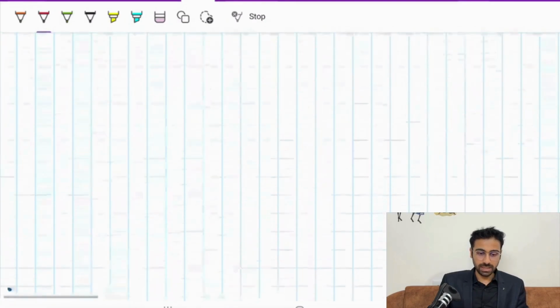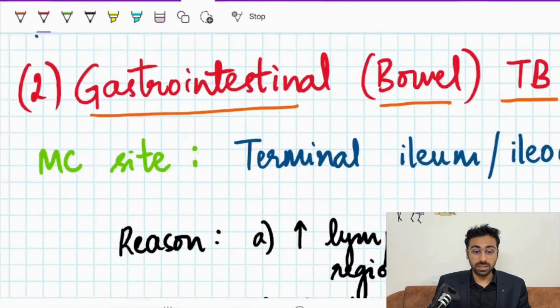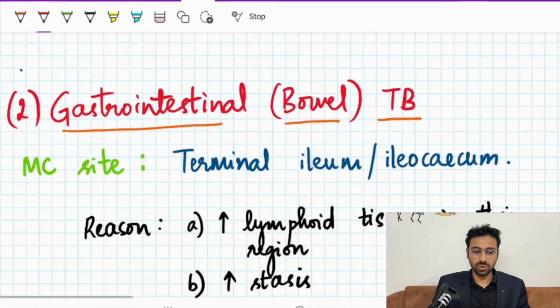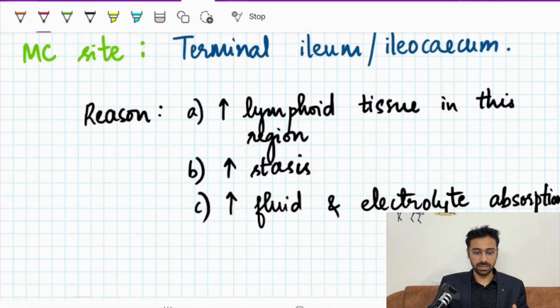Once we are done with TB lymphadenitis, let's now go to gastrointestinal TB. Gastrointestinal TB, this is the second most common pattern. You already know that the most common site is the terminal ileum or the ileocecum. Now, why so? There are multiple factors. One of them is the largest amount of lymphoid organ within the bowel is in the terminal ileum and the ileocecum.